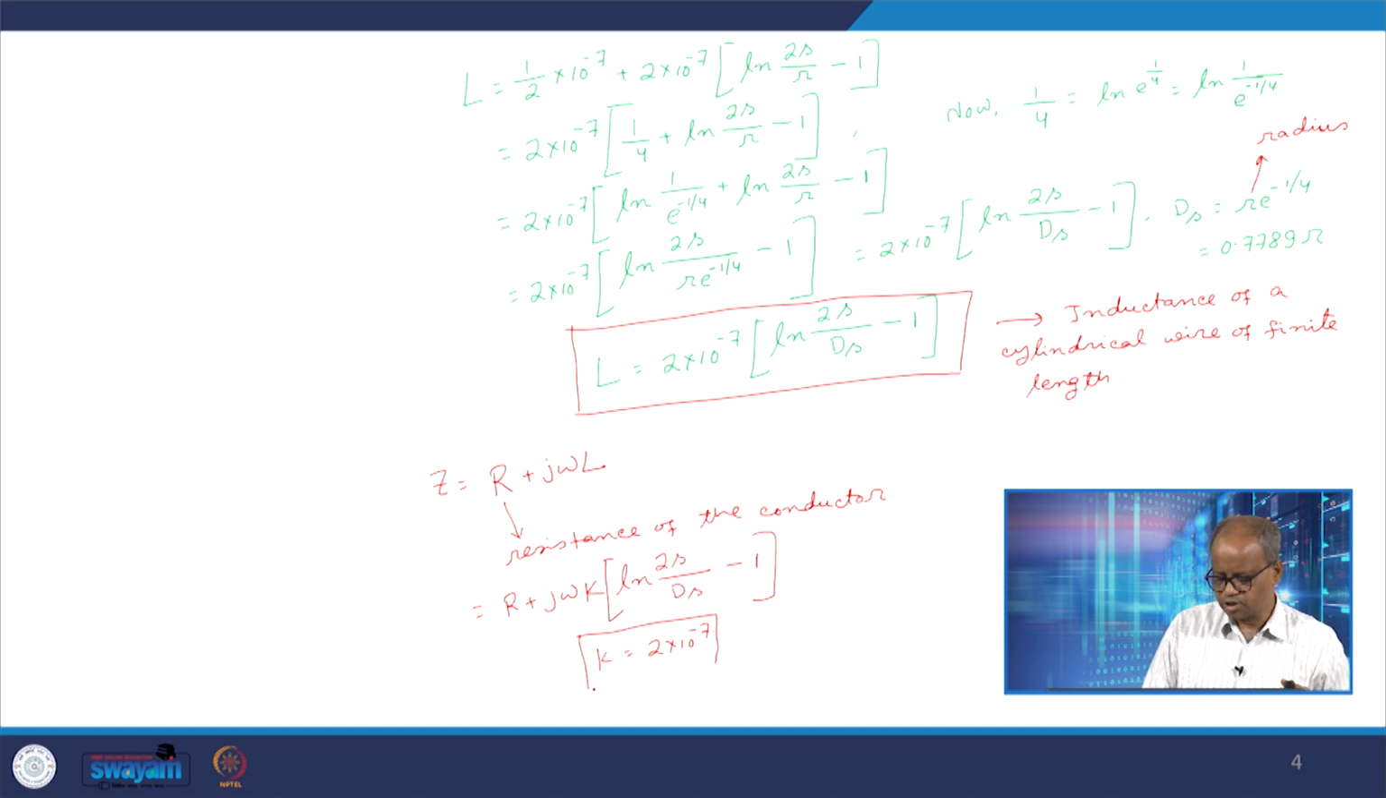So, henceforth we shall not be always writing the value of 2 into 10 to the power minus 7, to avoid unnecessary repetition we shall be using this constant k. So, then therefore, henceforth when we will be using this value k, we should be able to understand that this value k has got the value of 2 into 10 to the power minus 7. So, this completes the derivation or rather the expression of the inductance of a cylindrical wire of finite length. So, with this background we will now be continuing with the other aspects of the course. Thank you very much.